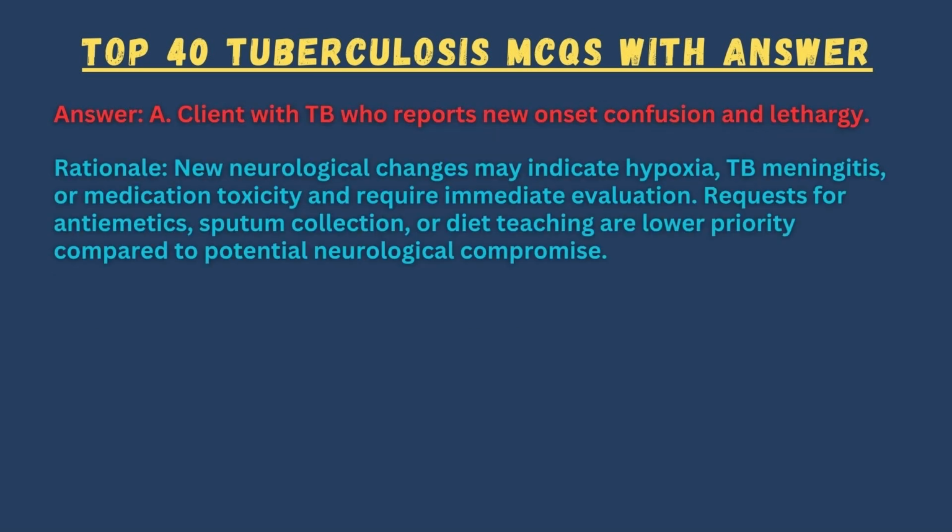Answer: A. Client with TB who reports new onset confusion and lethargy. Rationale: new neurological changes may indicate hypoxia, TB meningitis, or medication toxicity and require immediate evaluation. Requests for antiemetics, sputum collection, or diet teaching are lower priority compared to potential neurological compromise.